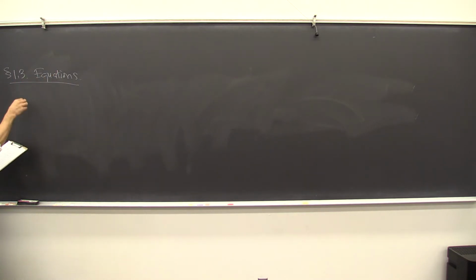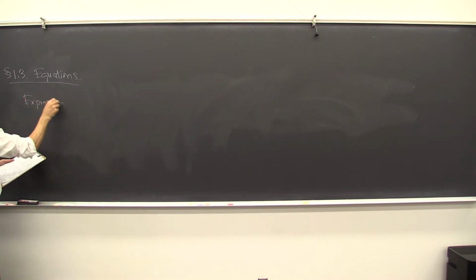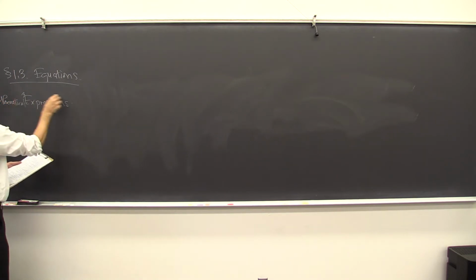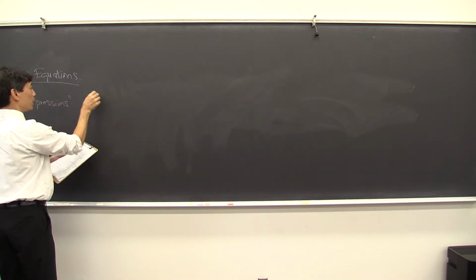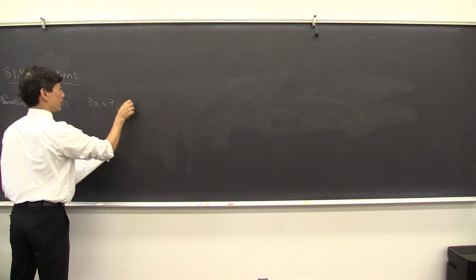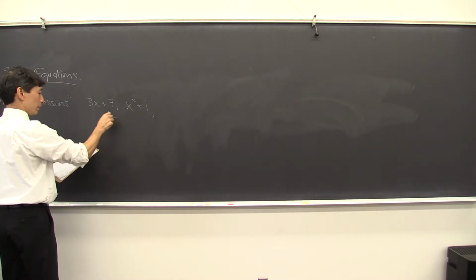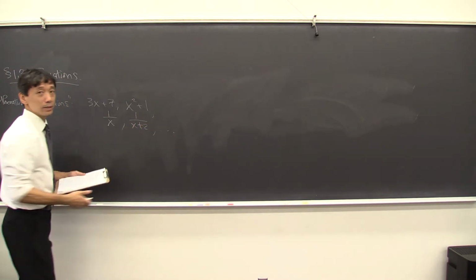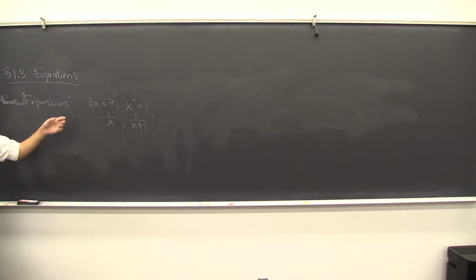Right, so up until now we've had these mathematical expressions, things like 3x plus 7, 1 over x squared plus 1, 1 over x, 1 over x plus 2, things like this. At this point, we introduce some terminology.